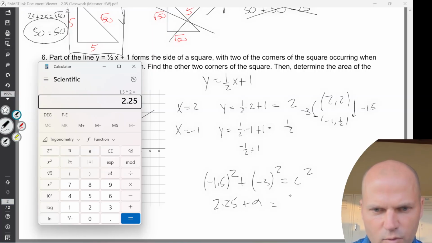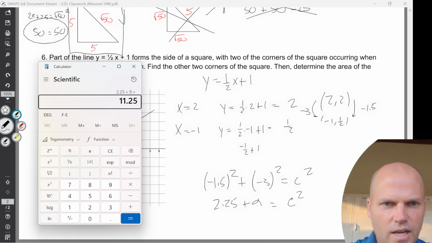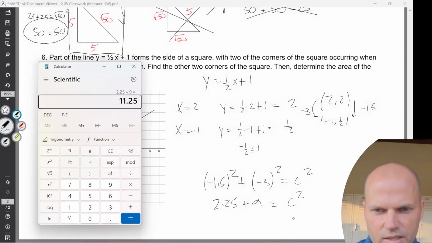We'll have negative 1.5 squared, which is 2.25. 3 squared, which is 9, equals c squared. 2.25 plus 9 is 11.25. I'm going to say that the length of my square is the square root of 11.25.